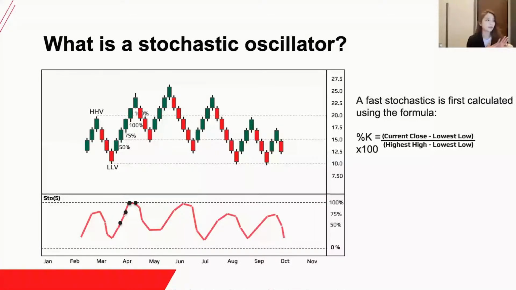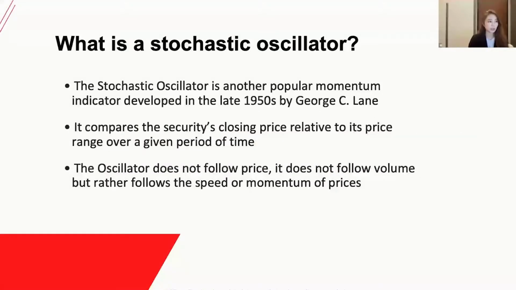So we have a graph right here showing a stochastic indicator. You can see the bottom red curvy line is how the stochastic indicator will look in comparison with the chart above, which is your regular trading chart, right? So we are looking at its formula, stating that percentage K equals current close minus lowest low, divided by highest high minus lowest low, times 100. All right.